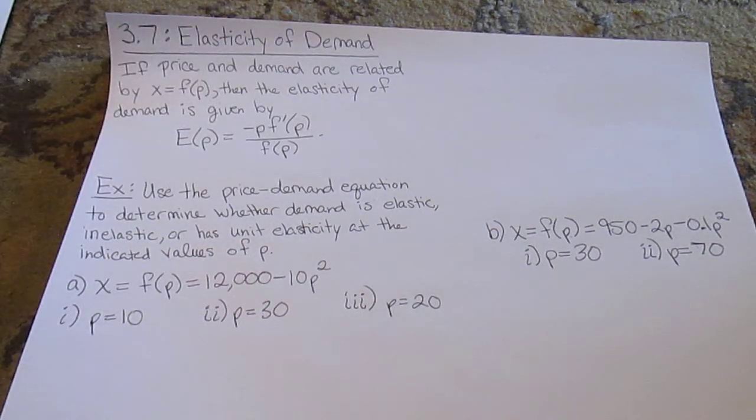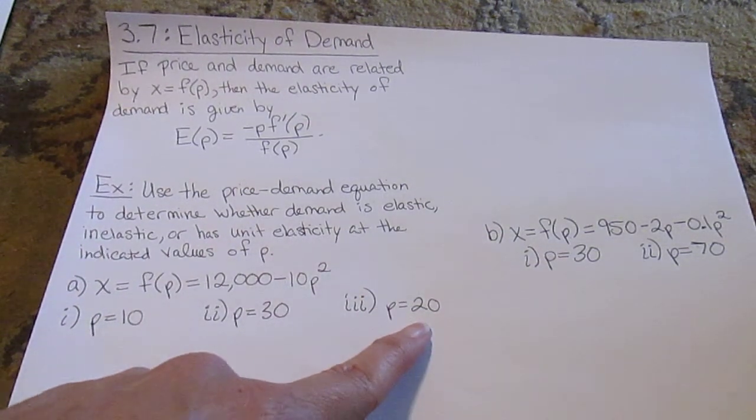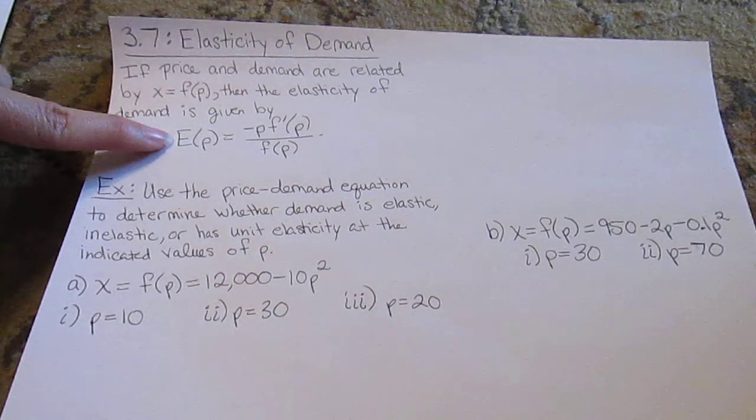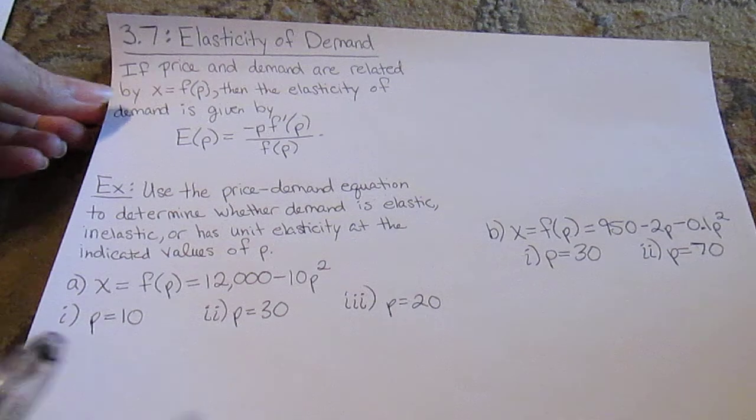So let's take a look at a few examples. Use the price-demand equation to determine whether demand is elastic, inelastic, or has unit elasticity at the indicated values of p. In our first one, we've got x equals f of p equals 12,000 minus 10p squared. And we're going to figure it out for p equals 10, p equals 30, and p equals 20. Well, first of all, let's go ahead and figure out what E of p is.